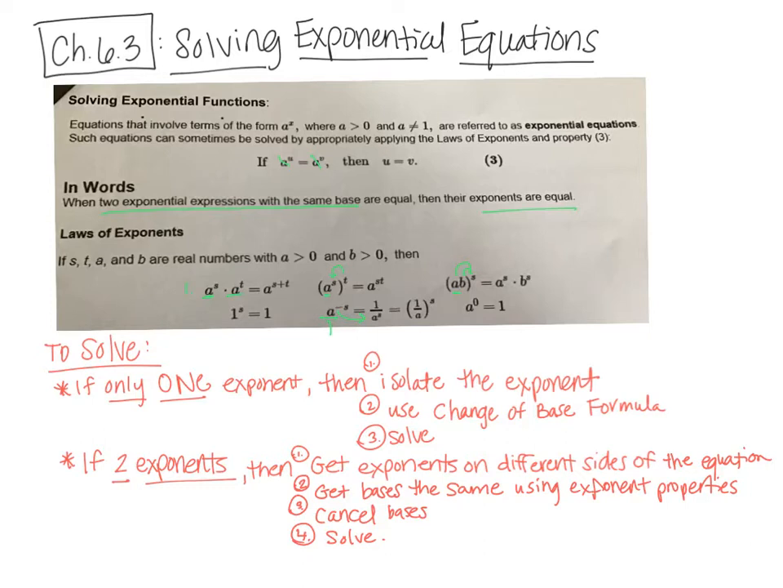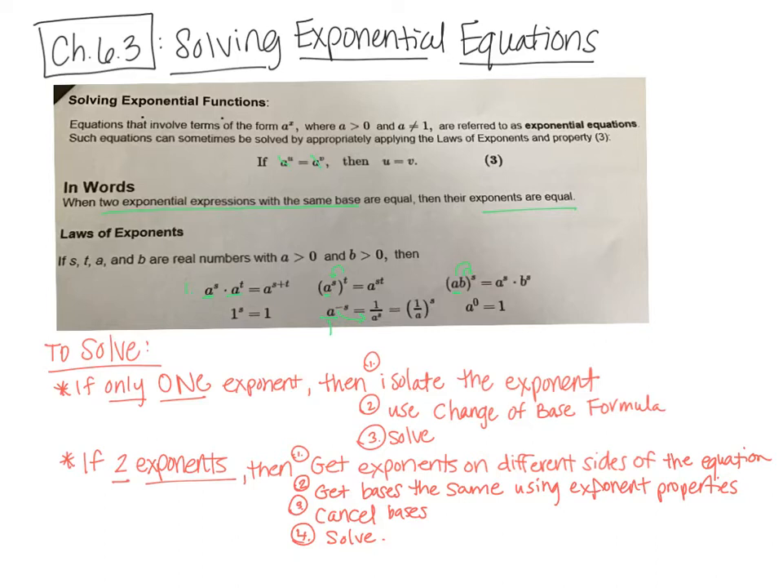Okay. Now to actually solve, we've broken it into two scenarios here. One scenario is that I have only one exponent. Okay, when I'm talking about exponent, I'm talking about the variable is in the exponent, okay? And then the other case is if I have two exponents, meaning I have a variable in two different exponents. Okay, they're going to get solved completely differently.